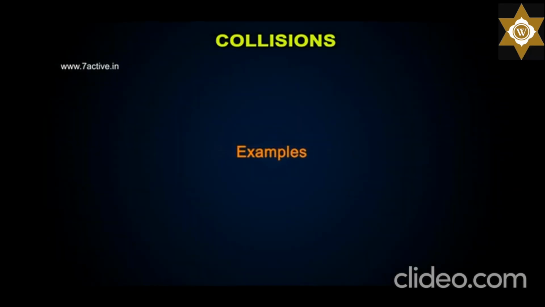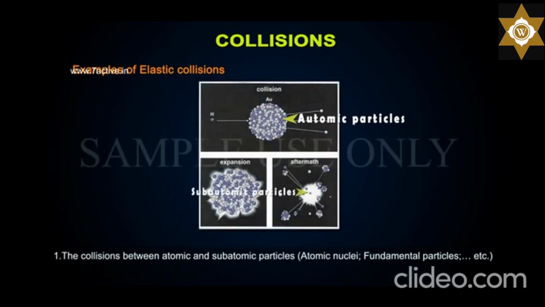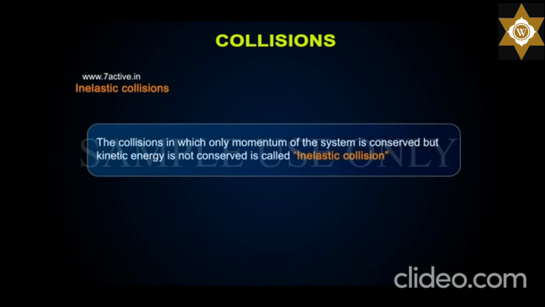Let us see the examples of elastic collisions. Examples of elastic collisions: 1. The collisions between atomic and subatomic particles, atomic nuclei, fundamental particles, etc. Inelastic collisions: the collisions in which only the momentum of the system is conserved but kinetic energy is not conserved are called inelastic collisions.